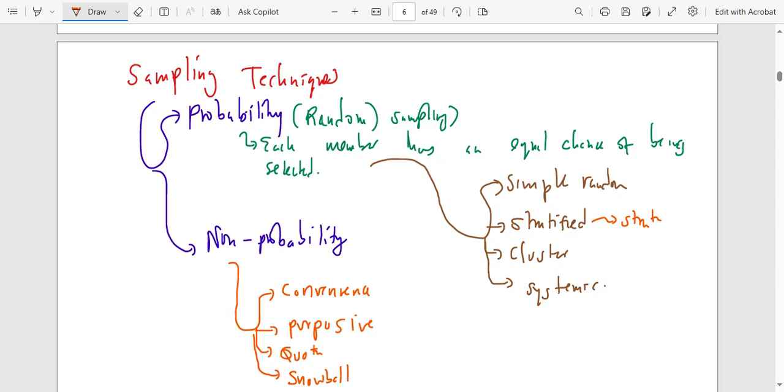And then now, using those subgroups, you use simple random sampling. Let's say, for example, you have a class of 100 students. You put them into groups, let's say of 20, 20, 20, 20. And then in each group of 20 people, you now use simple random sampling.